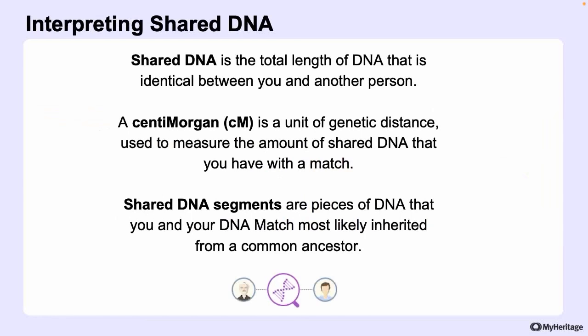Shared DNA is the total length of DNA that is identical between you and another person, between me and Homer, for example. The centimorgan is a unit of genetic distance, used to measure the amount of shared DNA that you have with the match. So you look at the shared DNA, and centimorgan is the unit of measurement that shows it. Shared DNA segments are pieces of DNA that you and the DNA match share, most likely inherited from a common ancestor. These are also very useful, and later on I will show how you can use them.